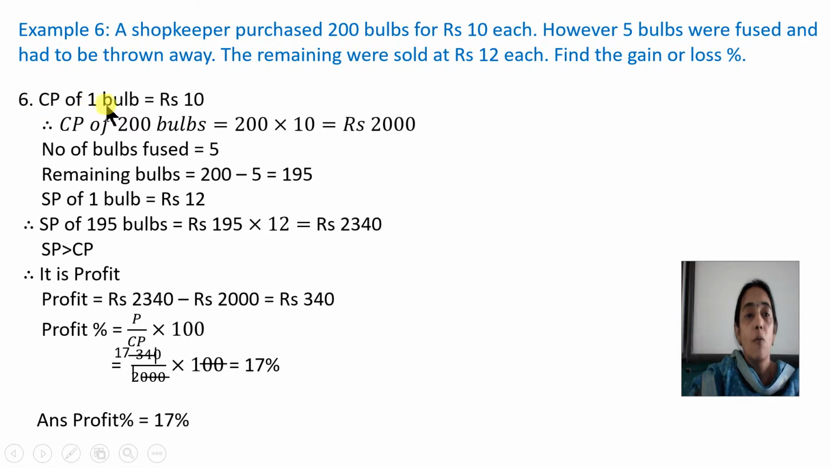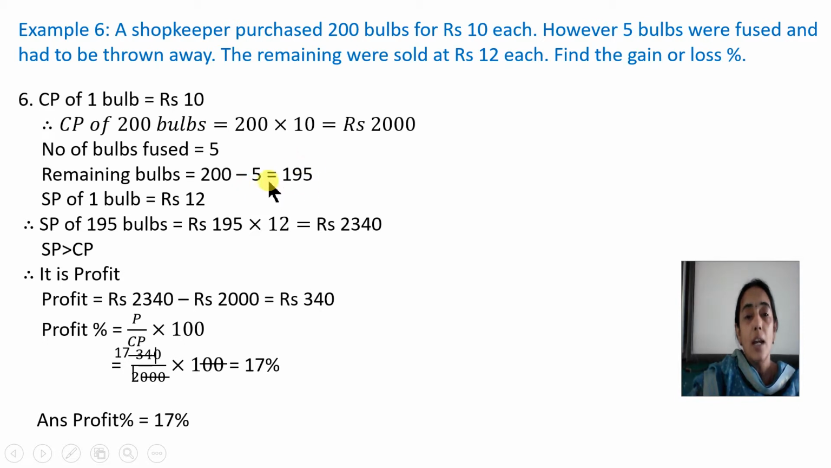Cost price of one bulb is given to be rupees 10. So naturally the cost price of 200 bulbs is equal to 200 into 10, and you get rupees 2000. Now 5 bulbs were fused. So you first write down number of bulbs fused, which is equal to 5. So remaining bulbs will be 195. How? 200 minus 5 is equal to 195.